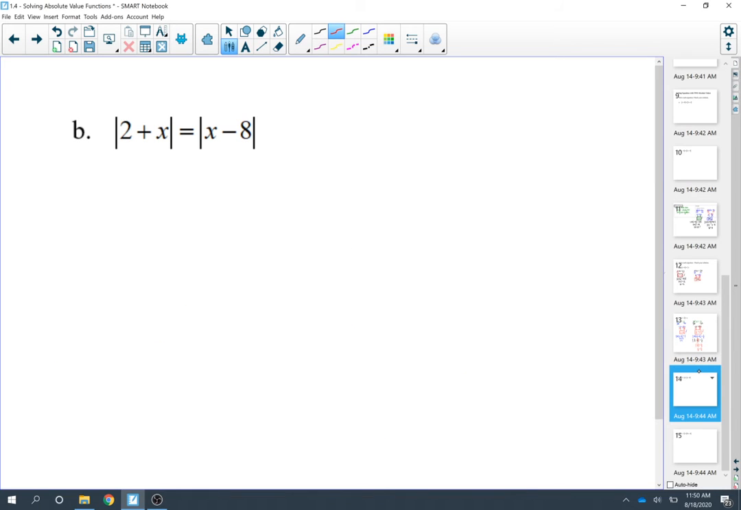Letter B, absolute value of 2 plus x equals the absolute value of x minus 8. So this one has absolute values on both sides of the equation, but remember, we still handle it the same way. So we drop our absolute values: 2 plus x equals x minus 8. Then we do it again: 2 plus x equals the opposite of x minus 8. And remember, on this one, you have to use parentheses.